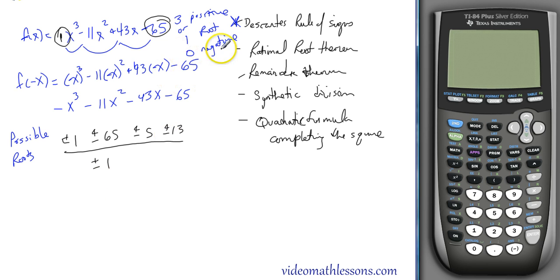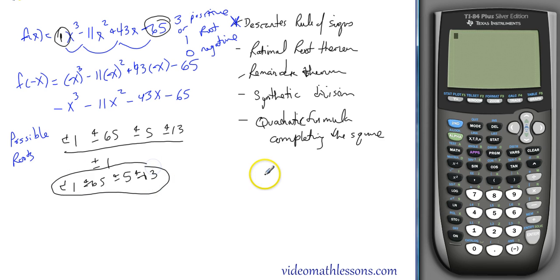Without doing the Descartes, I know there are no negatives, but you don't have to use that rule first, so we wouldn't know. So I'm just going to leave the negatives in here. My possible roots would be plus or minus 1, plus or minus 65, plus or minus 5, and plus or minus 13. From Descartes' rule I know there are no negatives, but that would be if they just said list the possible roots. Descartes' rule, rational root, done.